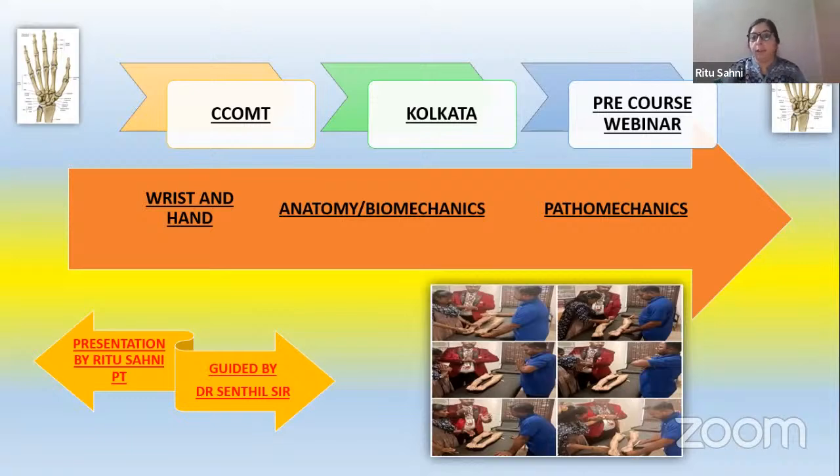So for that, I will say that understanding the wrist and hand mechanism is very important. And for the Kolkata session, it is our last module for CCOMT, where we are going to complete all our sessions with the wrist and hand. That is also an important part of AMPT, where we are having a graduation ceremony also. For that, we will end the module with the wrist and hand.